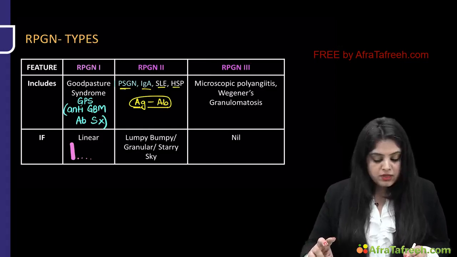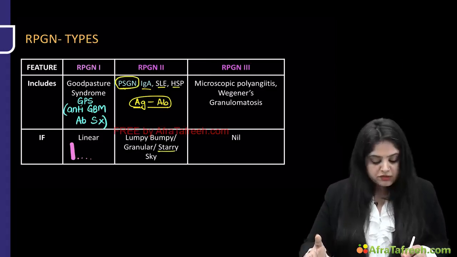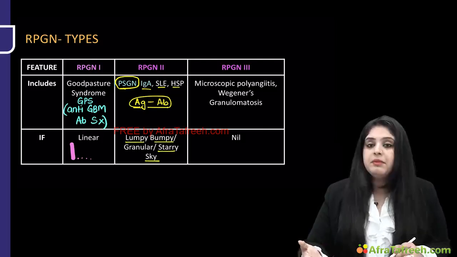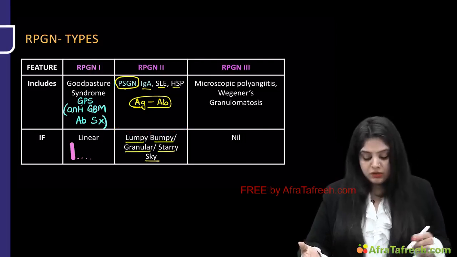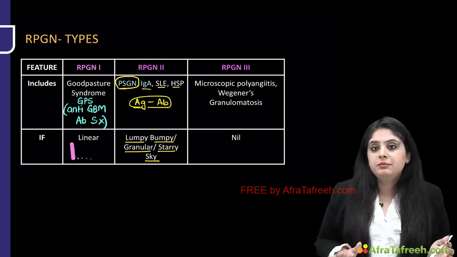And do you remember what the immunofluorescence was in PSGN? Starry sky. So the same immunofluorescence is coming over here. They've given it more names. They sometimes call it lumpy bumpy. They sometimes call it granular. So now I want to tell you that all these appearances are given multiple names.